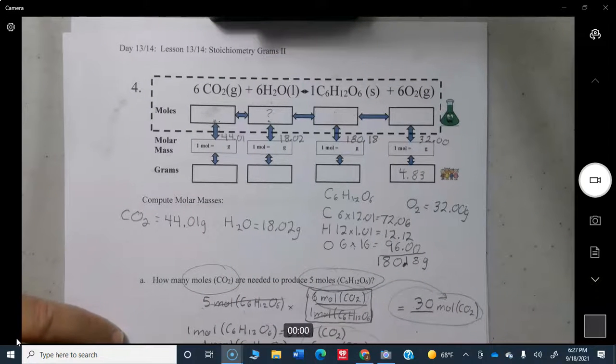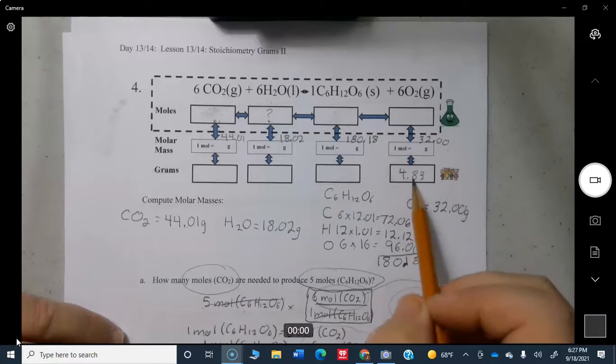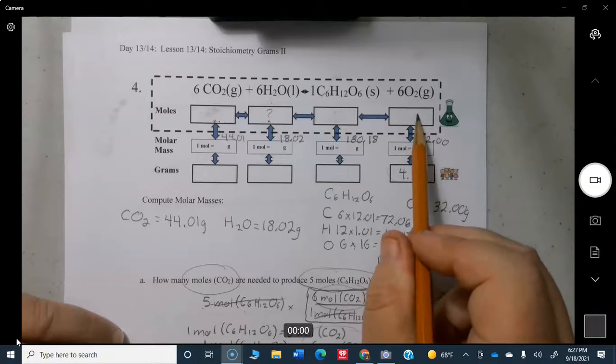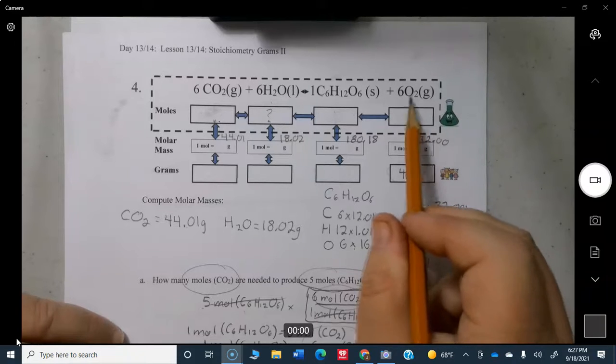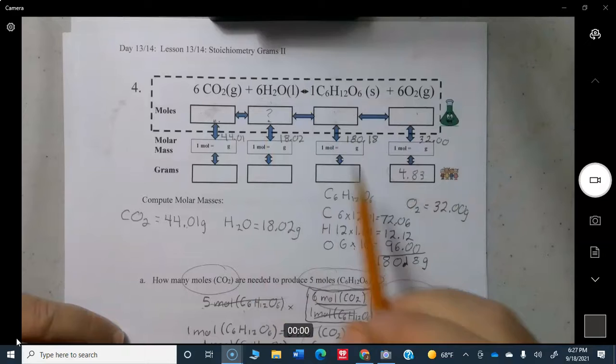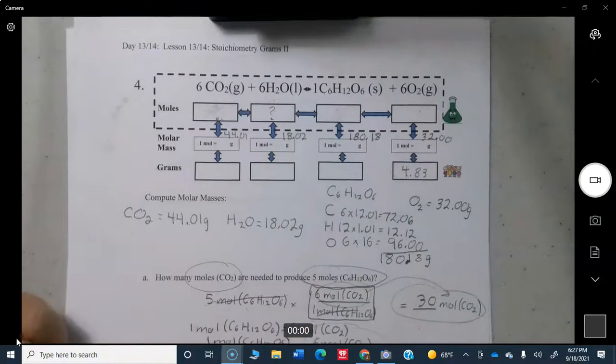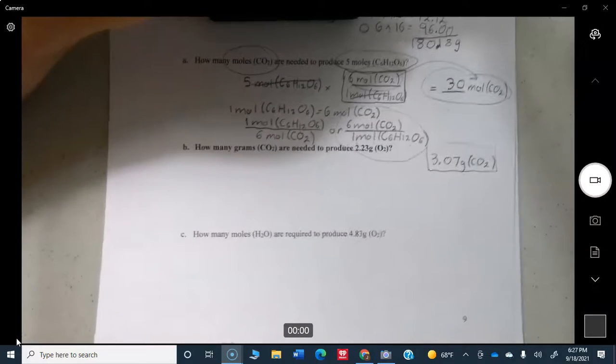All right, so 2-step problem. 4.83 grams, molar mass of oxygen gets you into moles of oxygen, and then you move across 6 moles to 6 moles. That makes it easier. You just move over to this question mark. So it's a 2-step problem. Let's go ahead and set that up down here.